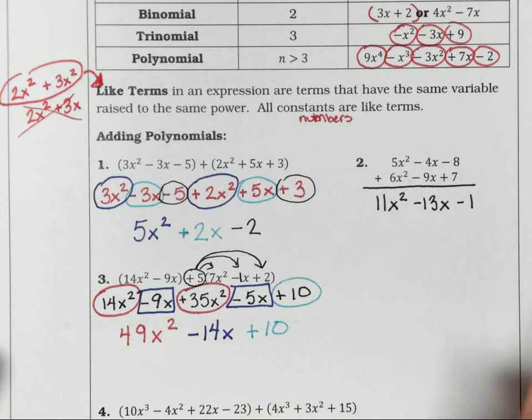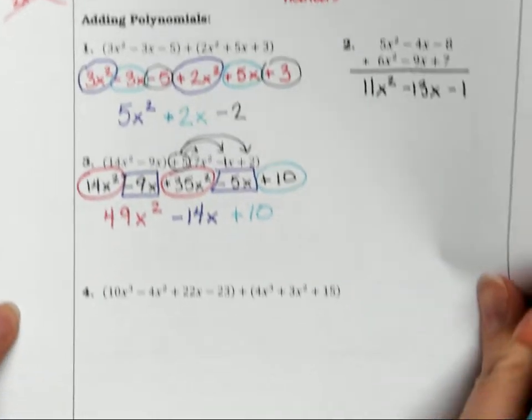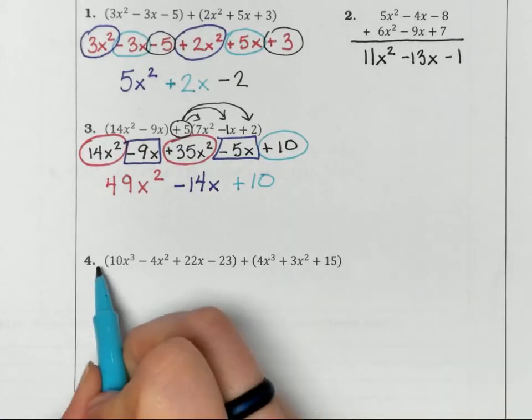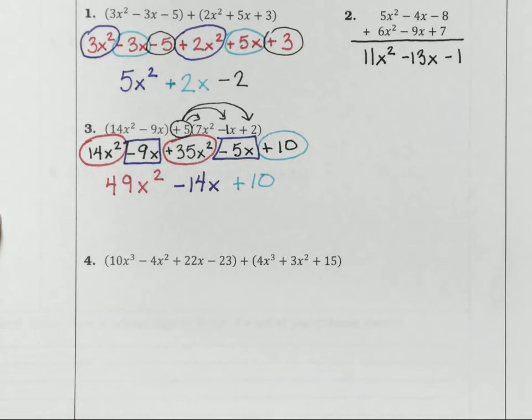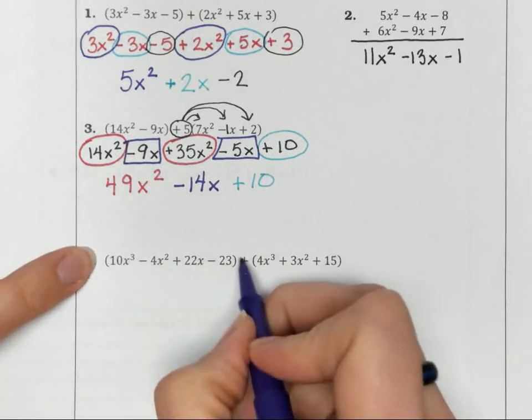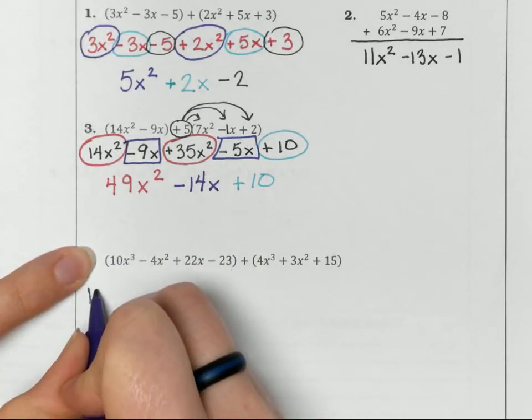Okay. Number 4, same way. Nothing written out in front. So that means these parentheses can disappear. And I'm just going to rewrite it.